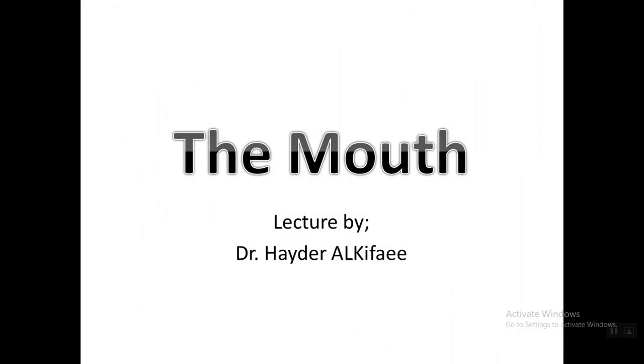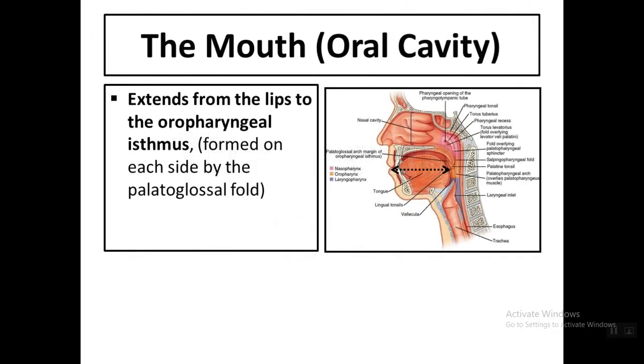اليوم محاضرتنا عن Anatomy of the Mouth. The mouth, or another name, the oral cavity. This oral cavity extends from the lips anteriorly to the pharynx posteriorly. Here, the line of division in between the oral cavity and the pharynx is the oropharyngeal isthmus.